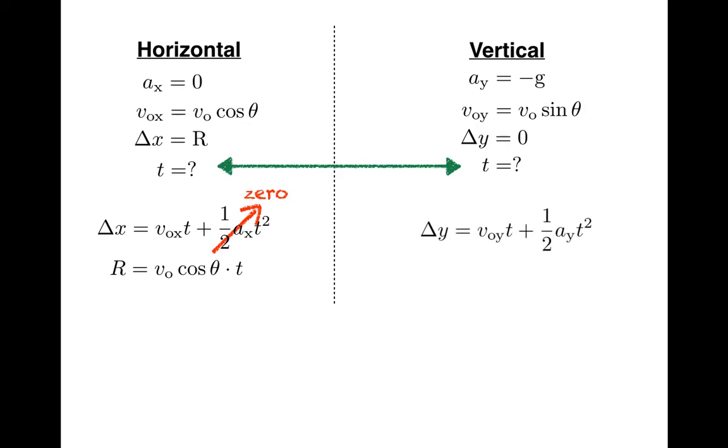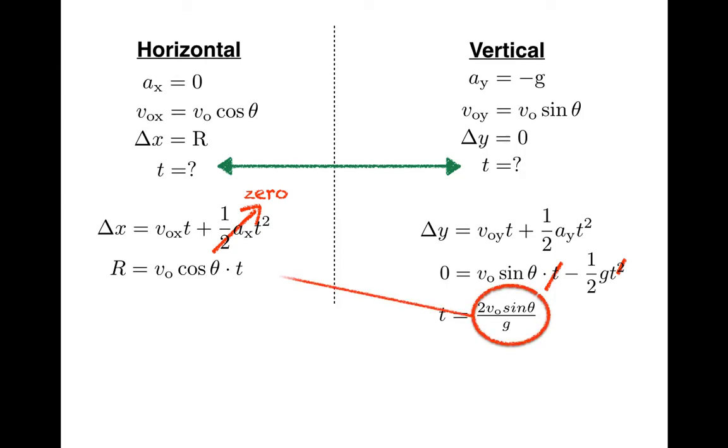Moving over to the vertical column, let's use the same constant acceleration equation, but this time dressed up for the vertical direction. Substituting for delta y, v0y, and ay, we get this. We may divide a t out of the equation and then solve for t to get this. Now we have an alternate expression for t that involves v0 and theta, so we'll make a substitution into this equation, and the result is this equation.